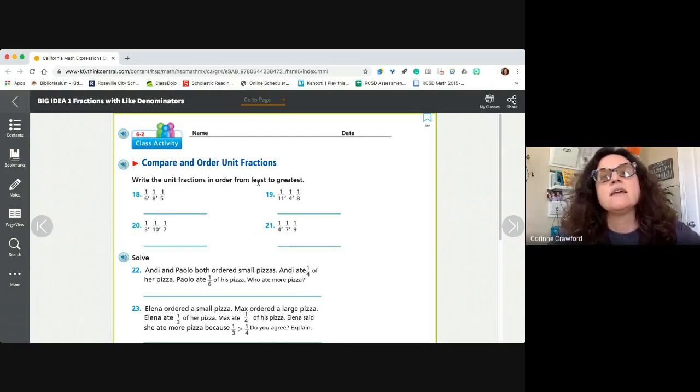Okay, and this one is saying in order from least to greatest. So 1/6, 1/8, and 1/5. So I'm going to pull my blocks apart. 1/6, 1/8, and 1/5. So remember, we noticed that the larger the denominator, the smaller the piece. So if we put these in order from least to greatest, we would have 1/8, 1/6, and then 1/5.